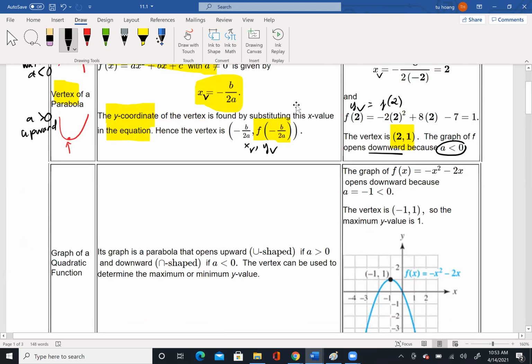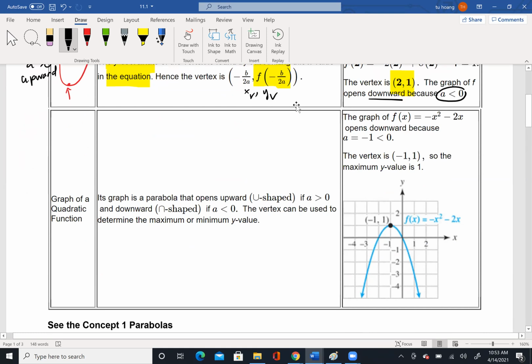So let's move up a little bit, and we also want to learn about the graph of a quadratic function. Its graph is a parabola that opens upward if a is greater than 0, and downward if a is less than 0, as I stated above. And the vertex can be used to determine the maximum or minimum of the y value. For example, if I try to graph negative x squared minus 2x, I know that a here equals negative 1, which is less than 0. Then I can find the vertex, which is (-1, 1).